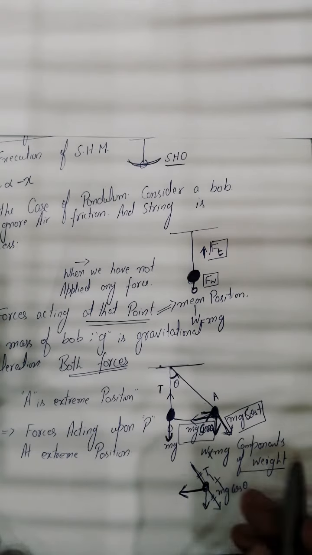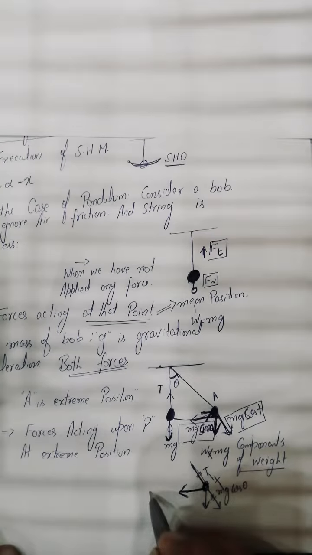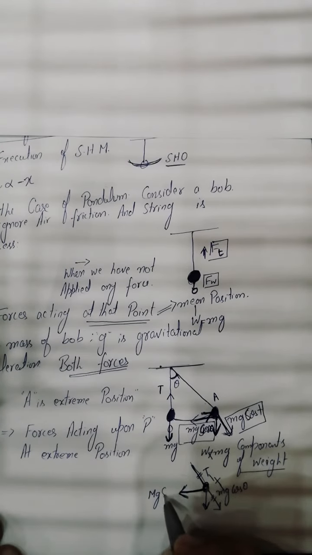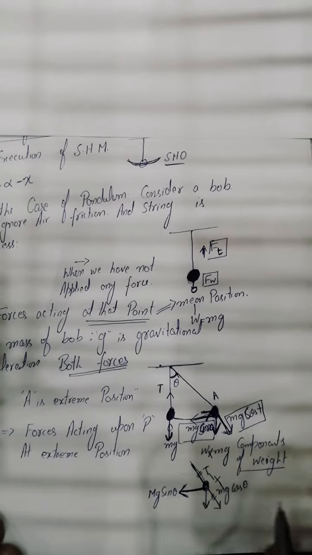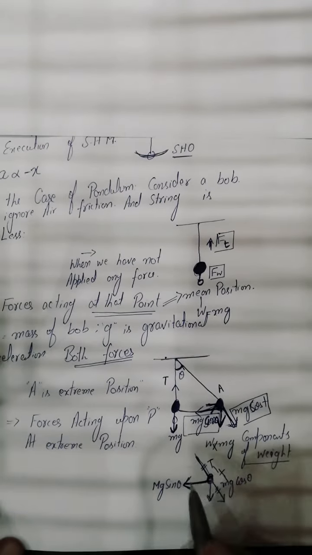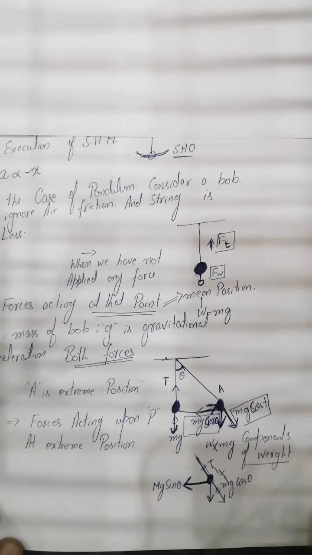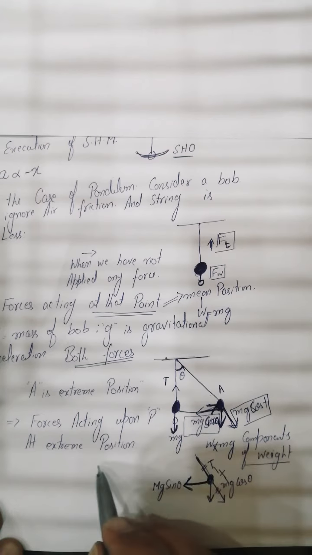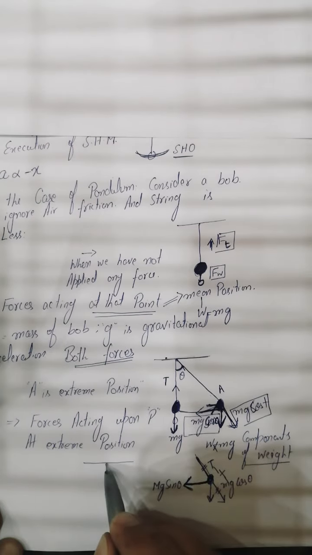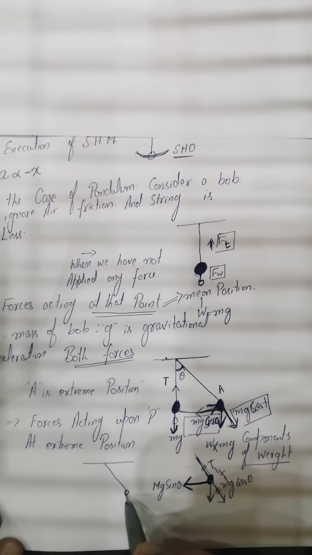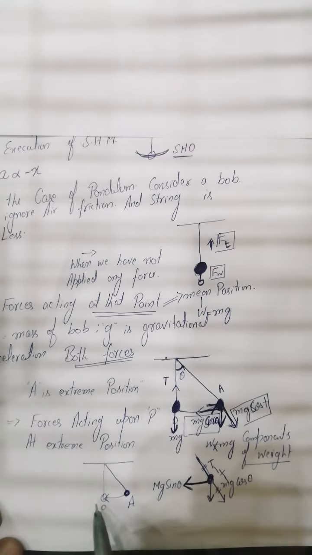So under the action of this component, which is mg sin theta, yes you are right, mg sin theta, this will lead the bob toward its mean position. The bob of the pendulum will move from extreme position A towards the mean position, which we have designated as O, and it will not stop here.